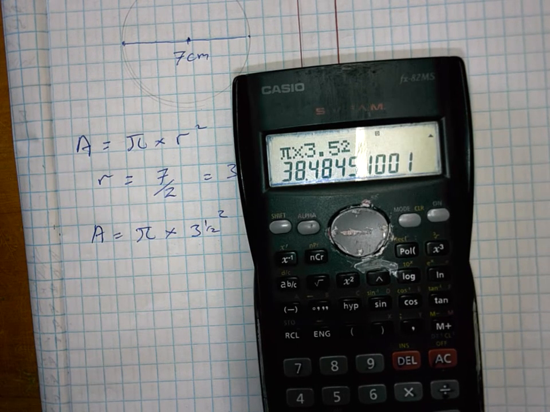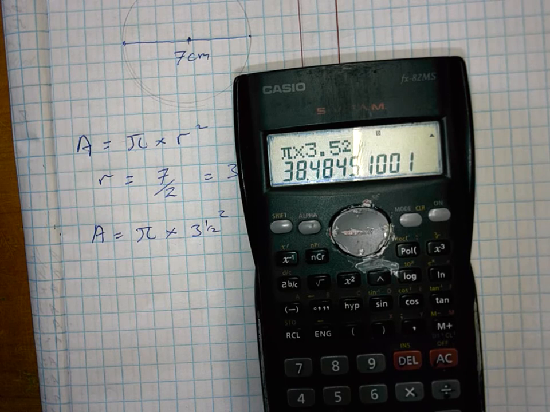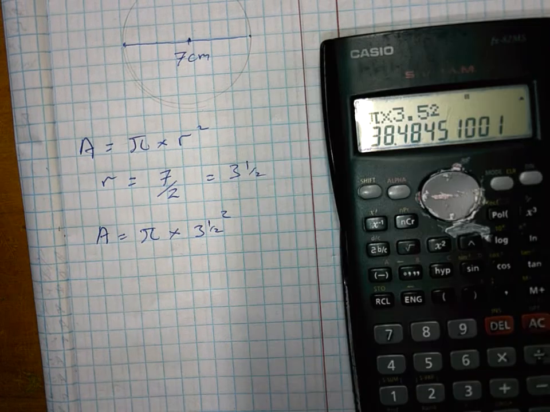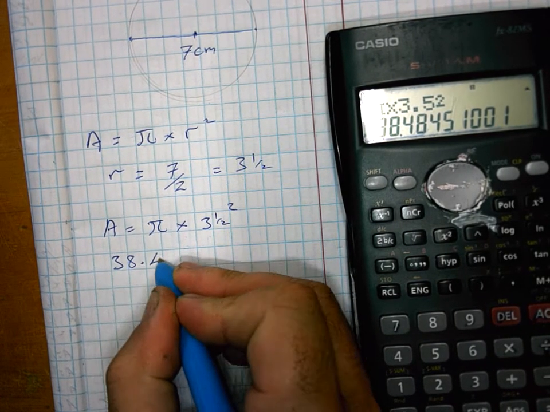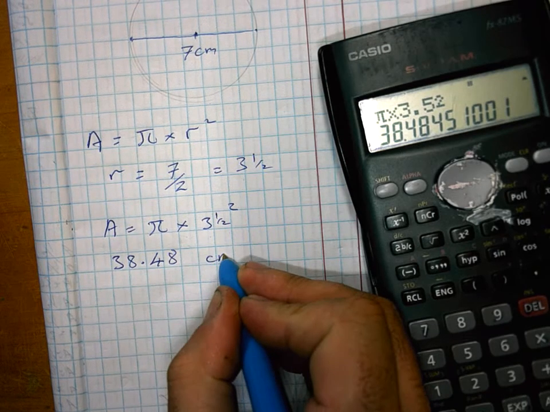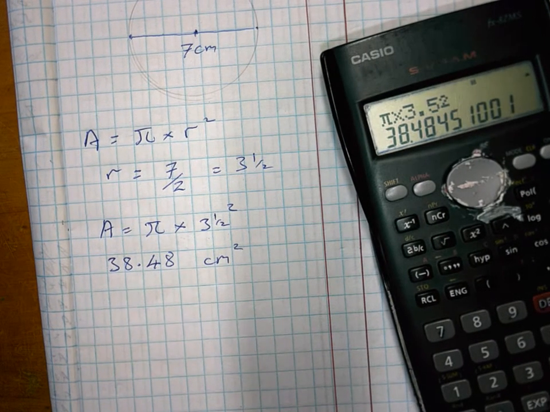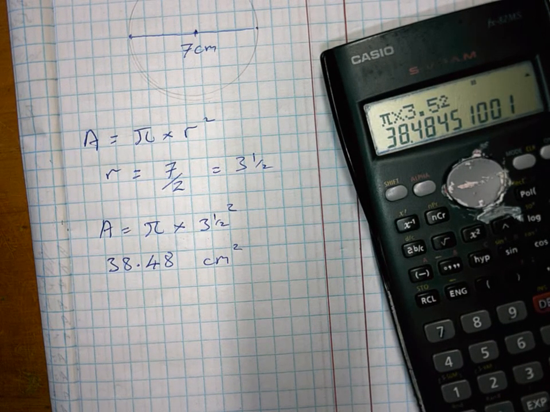Press my equals button and I get 38.48451001. Now I would suggest it's a good idea to go to 2 decimal places, but if you're not certain, write the whole shebang down. So that means that the area is 38.48 centimetres squared. Any area is a 2-dimensional thing, and therefore you need that, and that's how you'd write it down.